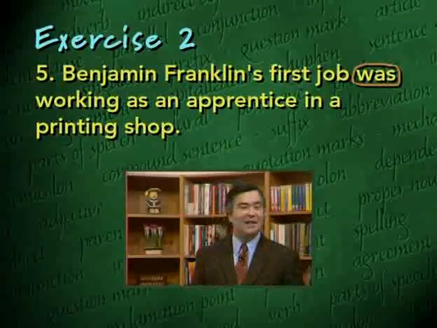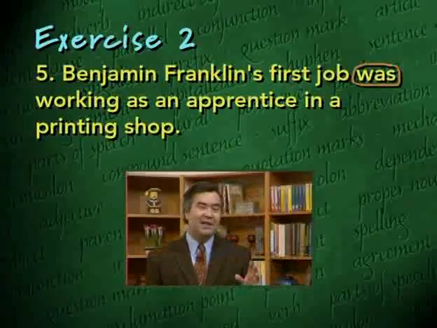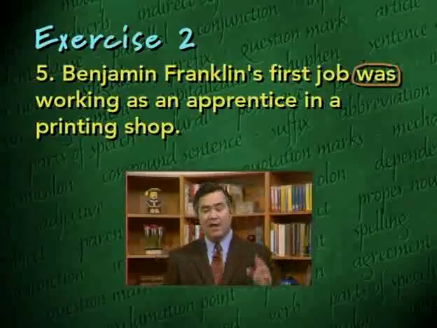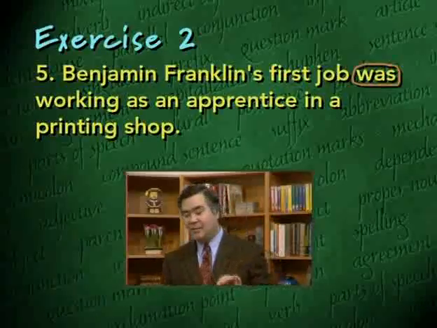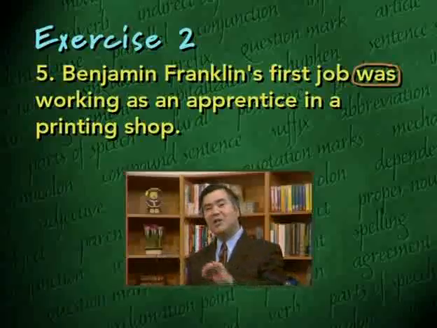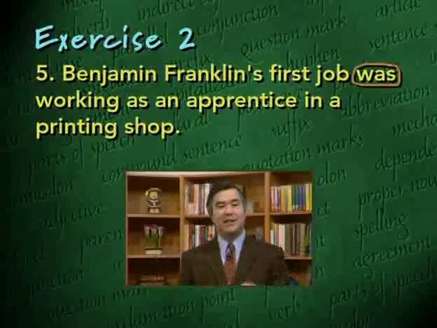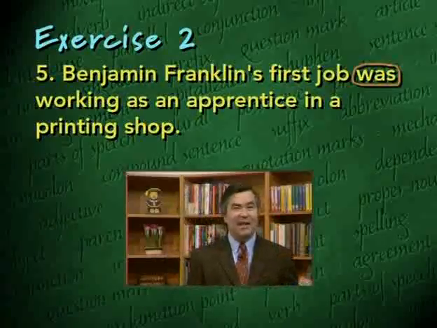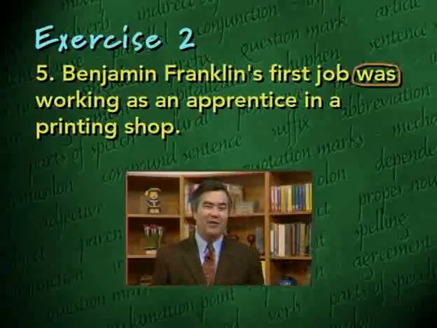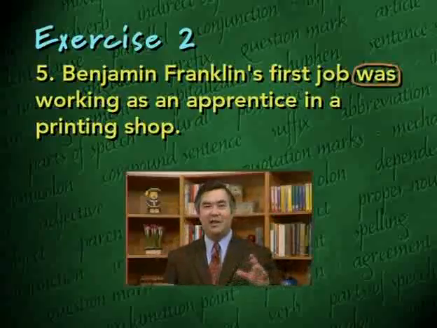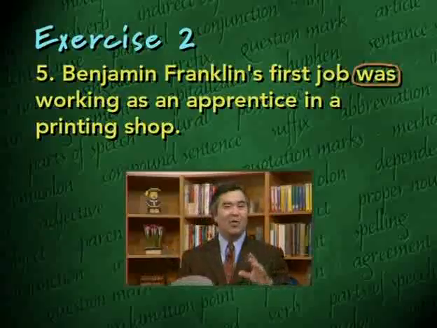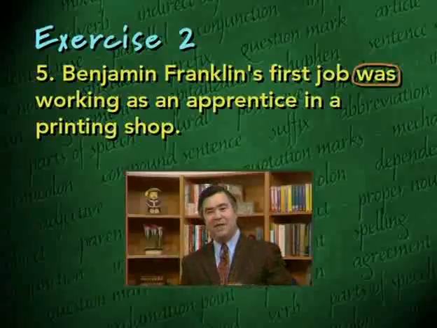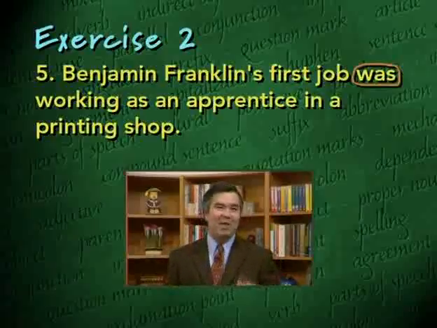So this particular sentence does not have a direct object. It's the second example in this exercise of a sentence that doesn't have a direct object. The verb was has as its subject job, and what follows tells us what the job was. It was working as an apprentice in a printing shop. So was is being used as a linking verb, and what comes before and after the linking verb, those two things are being equated. We are being told that they are one and the same. This is different from having a direct object which receives the action of the verb. So for this sentence, there is no direct object.